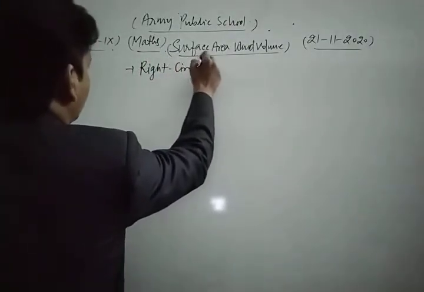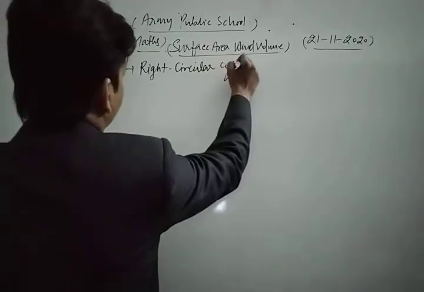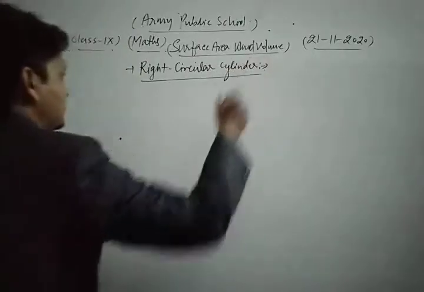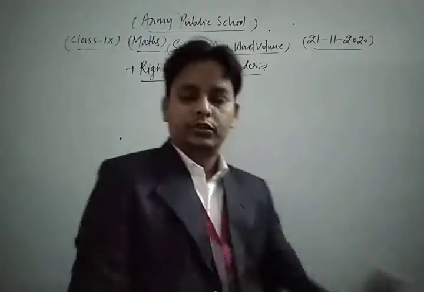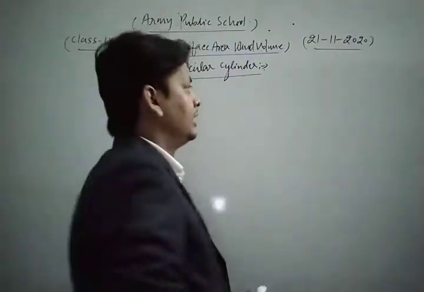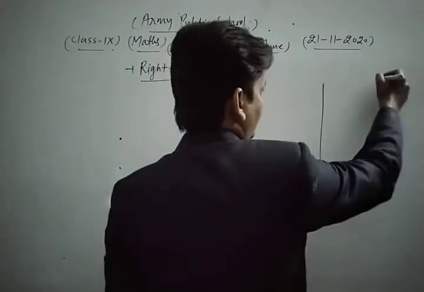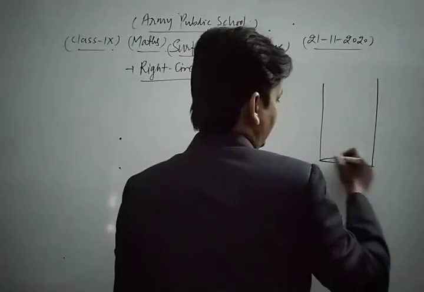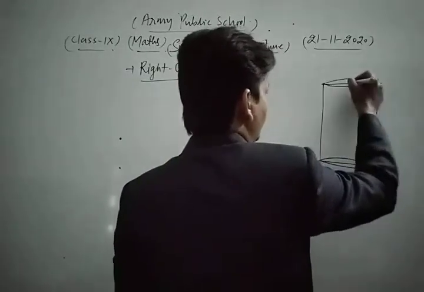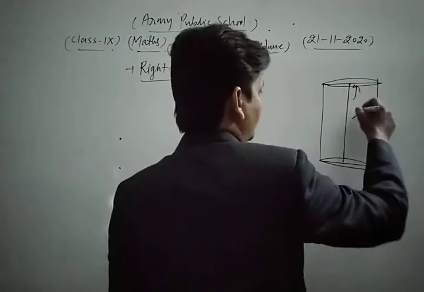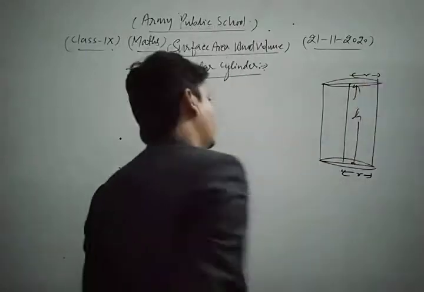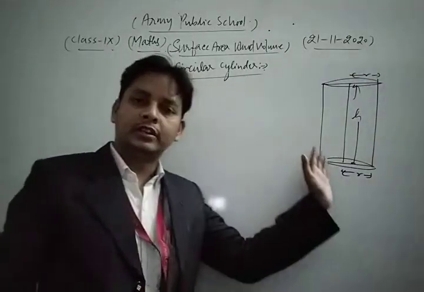right circular cylinder. Okay, we discuss the right circular cylinder. Dear students, this is a very important topic figure related to that chapter. So let's see. This is the shape of the right circular cylinder. In it, this is the height of your cylinder and this is the radius of its base. Okay, this is the right circular cylinder, dear students.